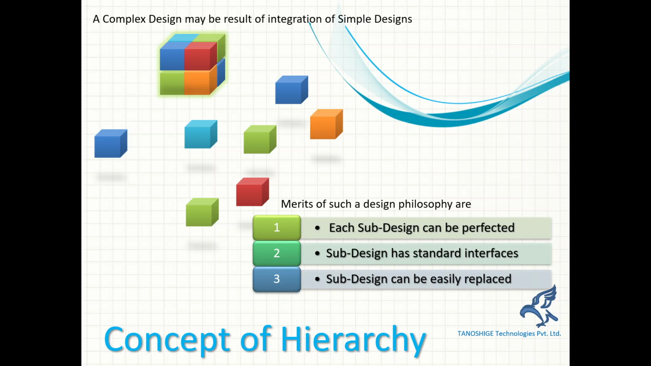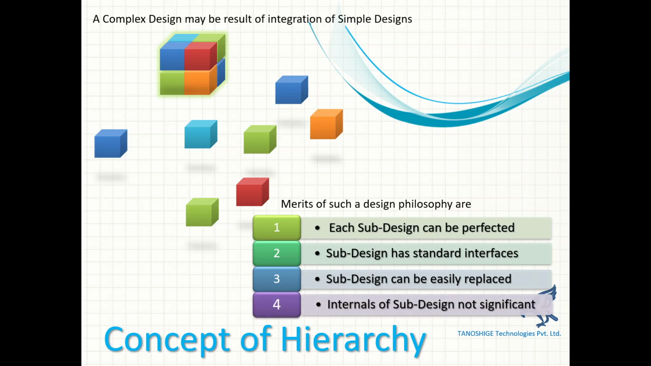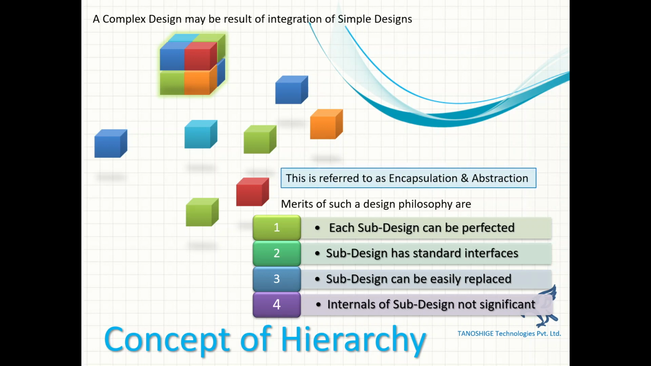Then the sub-designs can easily be replaced by just a click. You don't have to change the symbol and stuff like that, so I'll show you that. Internals of a sub-design are not significant. So when you are constructing a bigger circuit, there is a form of abstraction, right? You are working with the functionality, not with the details of the circuit. So I won't say the internals of sub-designs are not significant, but I would say they are hidden. This is referred to as encapsulation or abstraction.